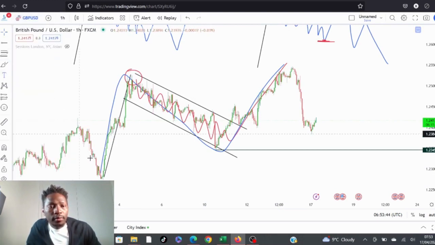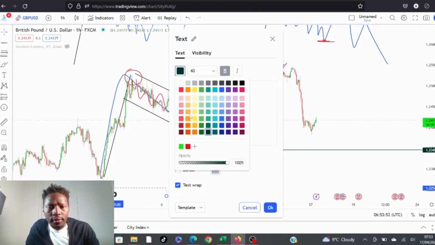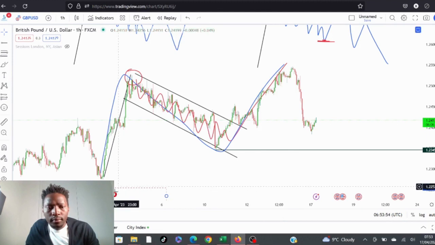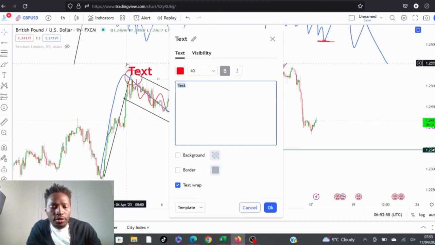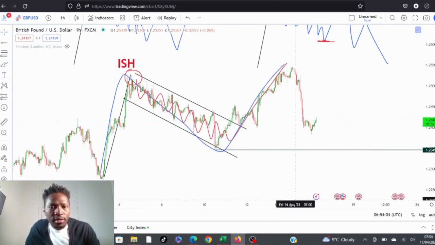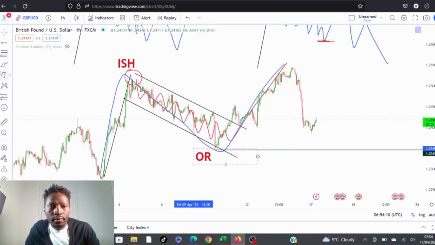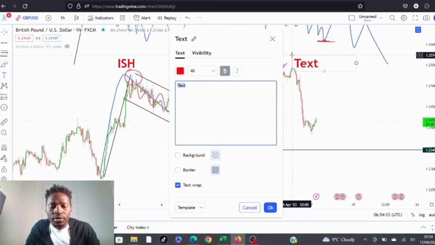I'm just going to abbreviate it, guys. Having this as your starting point, this is your initial structure high. I'm going to answer your question in a minute, Samir. This as your outside return, pullback, retracement, whatever you want to call it. And this as your new structure high.